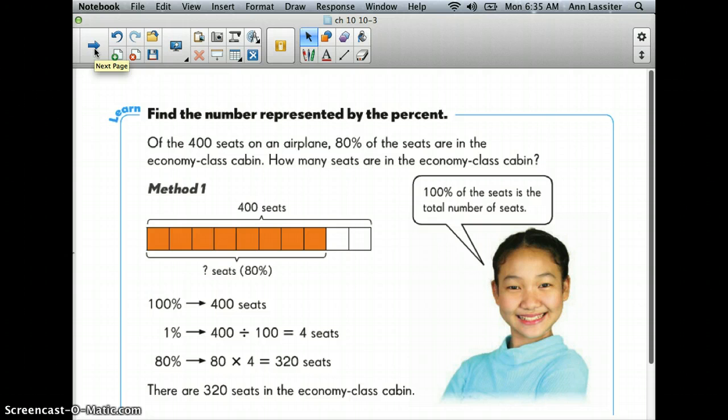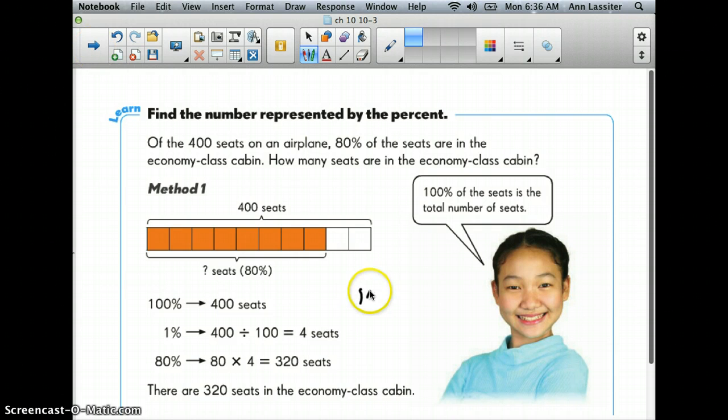So the first thing they did was they drew a bar model to represent the whole airplane, all of 400 seats. And they split it into 10 sections, and they marked 8 of the 10 sections orange to represent the 80%. I think it's kind of funny, their explanation I do not think exactly models their bar model. I personally would say by their drawing, it looks like they've split it into 10% sections.